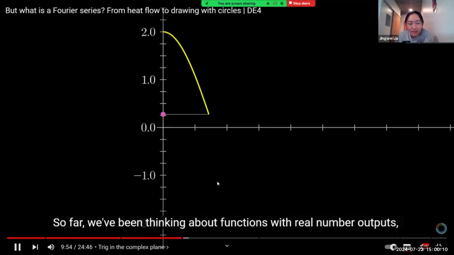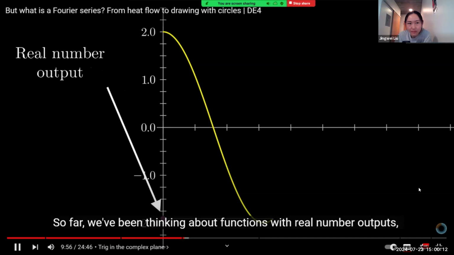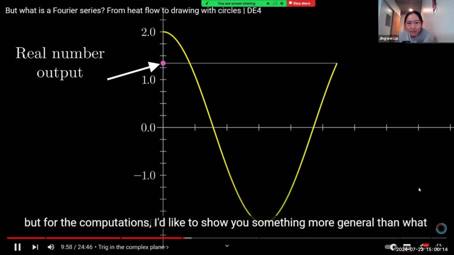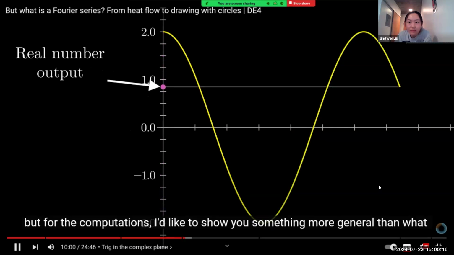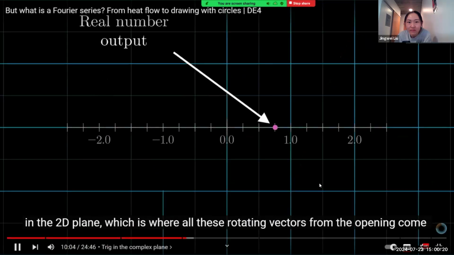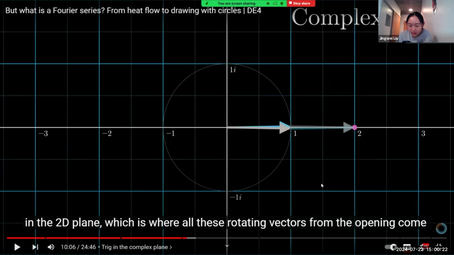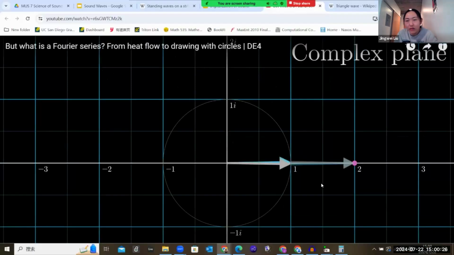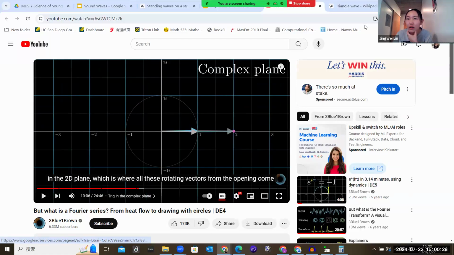So far, we've been thinking about functions with real number outputs, but for the computations, I'd like to show you something more general than what Fourier originally did, applying to functions whose output can be any complex number in the 2D plane, which... Okay, so the next part is actually about the complex numbers, or if you think deeper, it's complex analysis. We will talk about complex numbers also later on, but let's stop here for this part.